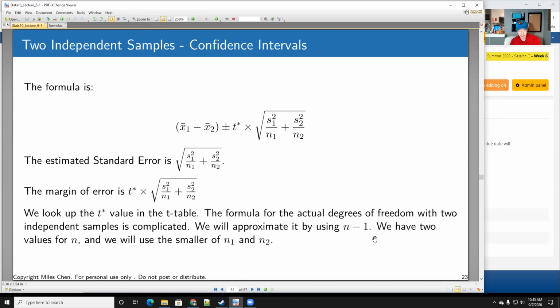All right, so anyway, what we're going to do here is use n minus 1 degrees of freedom, and we have two values for n, an n1 and an n2. So we're going to just use the smaller of n1 and n2. Whichever n is smaller, that's the one we use for n minus 1.